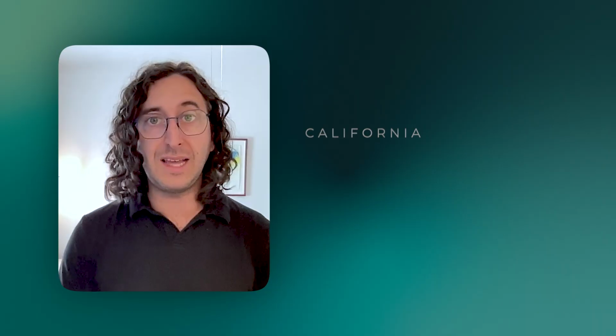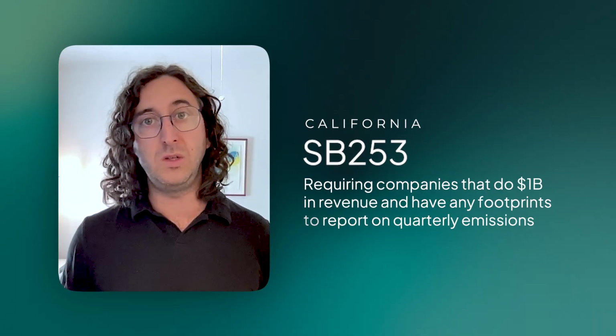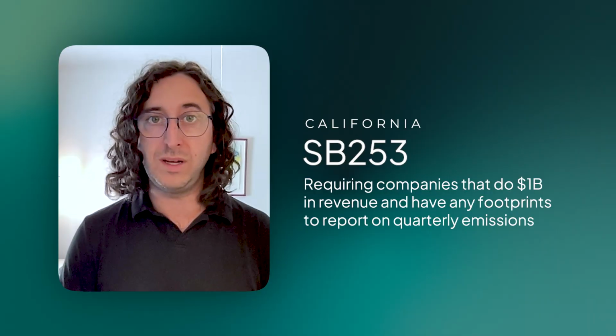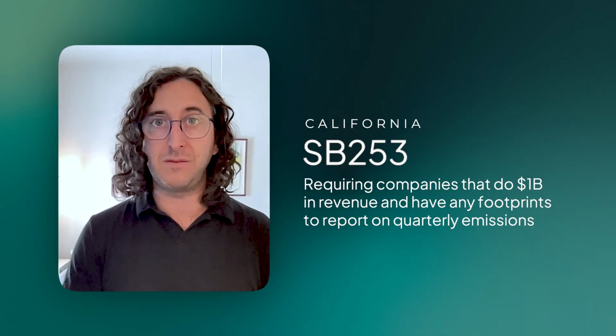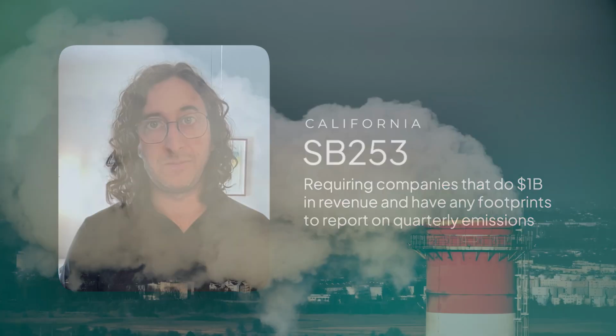Beyond regulation, leaking refrigerant has a major impact on a company's sustainability footprint. This is particularly relevant if a company reports on its emissions profile to investors, supply chain partners, or regulators, such as the case in California with SB 253, requiring companies that do $1 billion or more in revenue and have any footprint in the state of California to report on their corporate emissions on an annual basis.